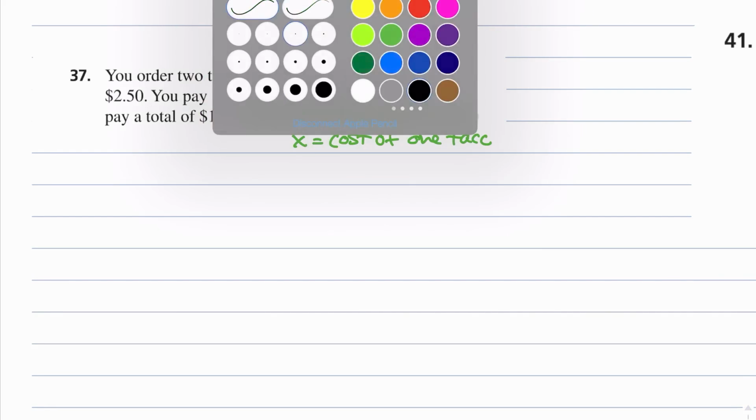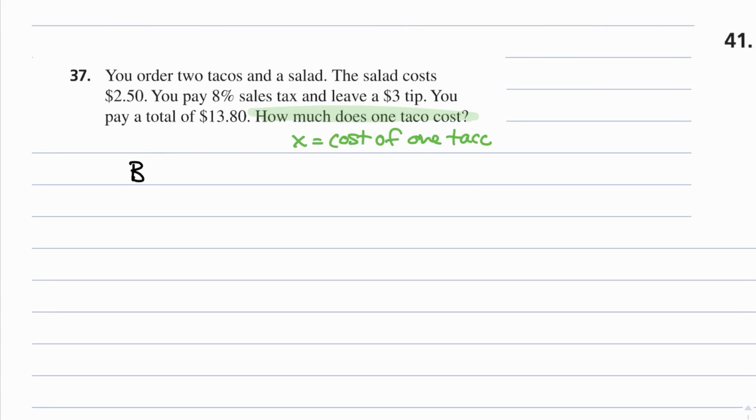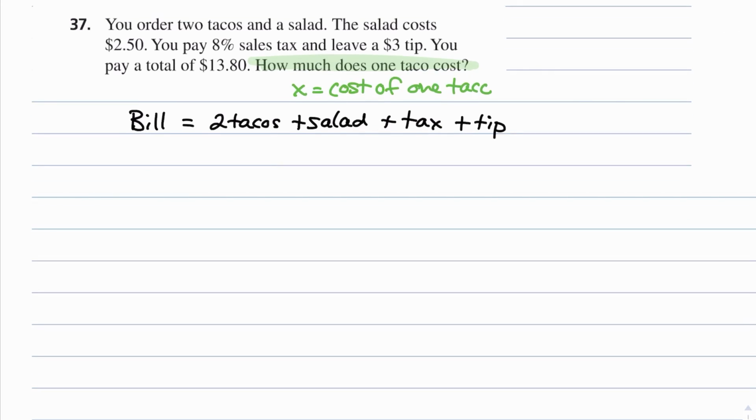So interpreting the situation, we have a bill that we paid. And the way that we got our bill was we bought 2 tacos, we got a salad, we had to pay tax, and then we left a tip. We can start filling some of these things in. We know our bill was $13.80. We know we got 2 tacos.